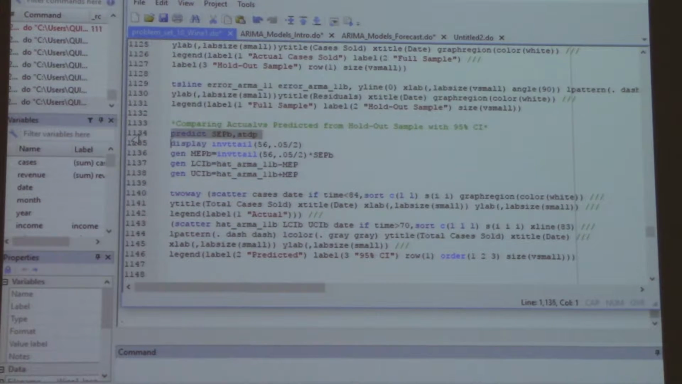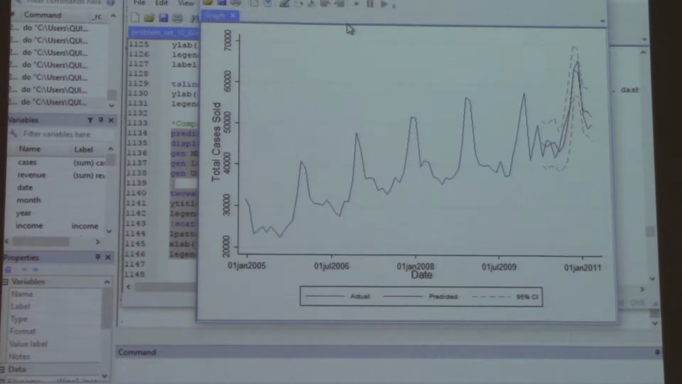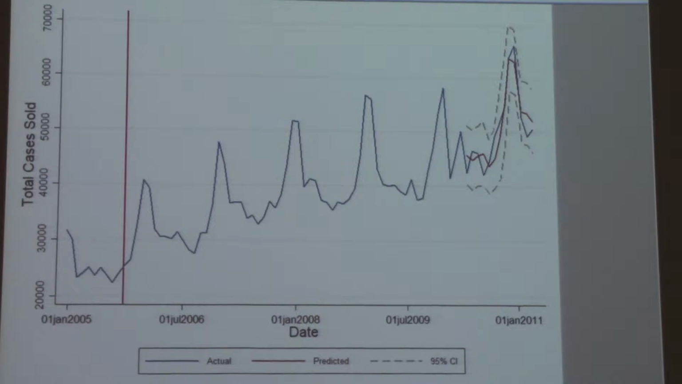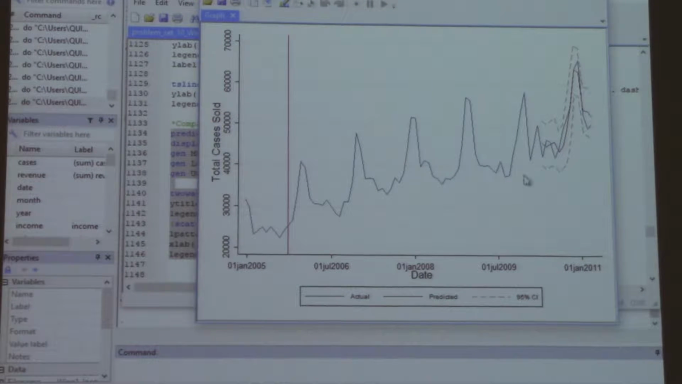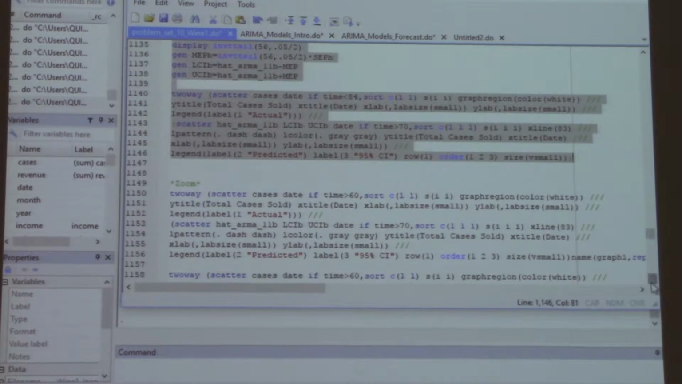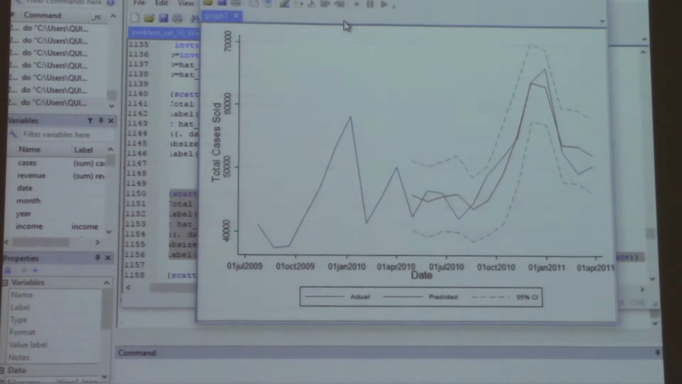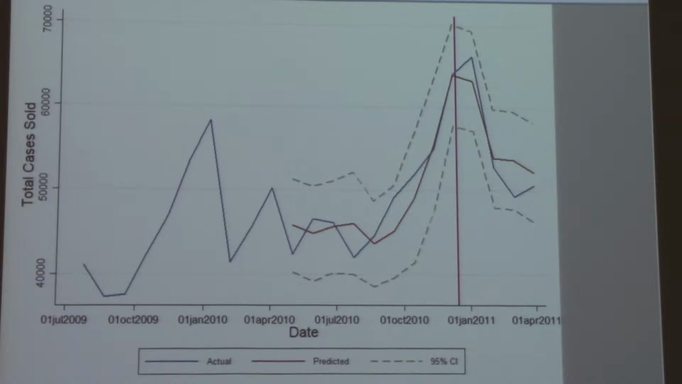All right, you guys remember this time? Confidence intervals. Yeah, that's kind of a mess. We need to zoom in on that. All right, so here is, the gray is our 95% confidence interval, the blue is the actual, the red is the predicted. And again, this looks pretty good.